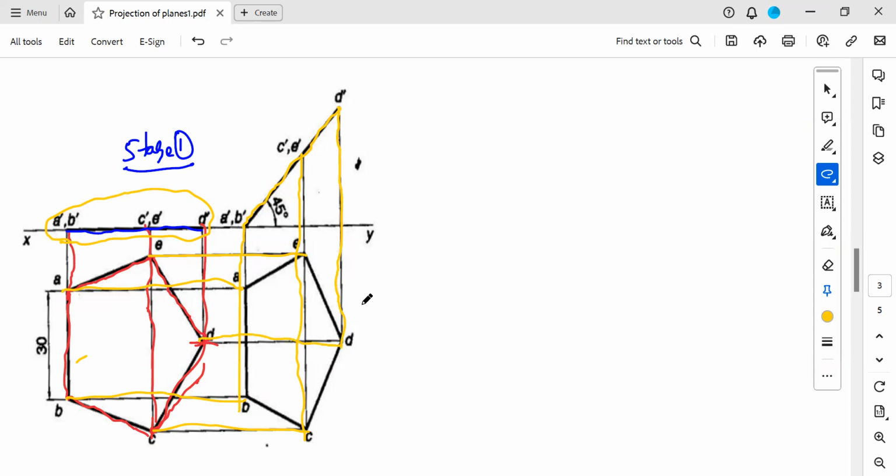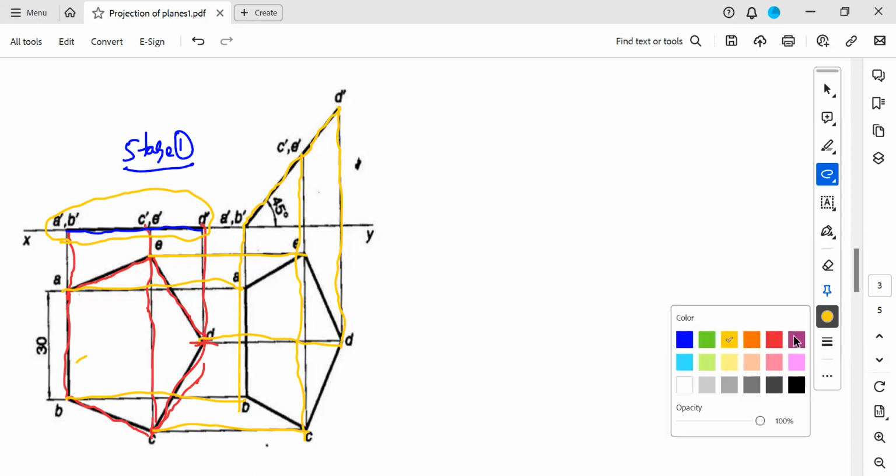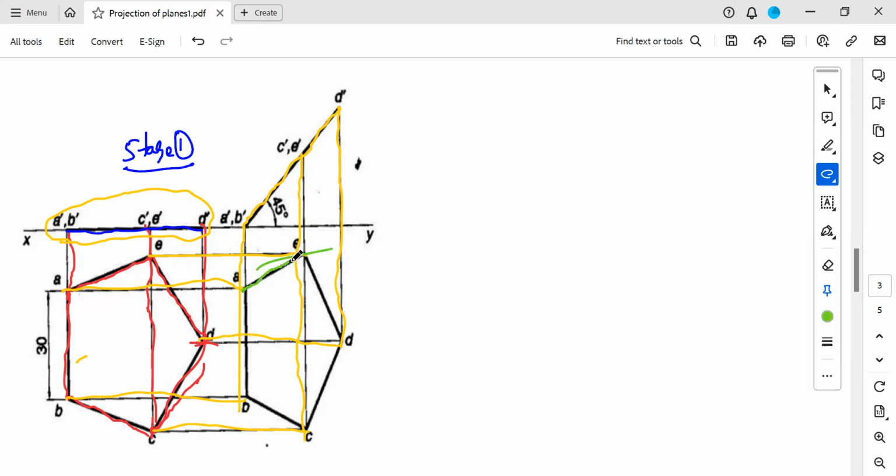So finally, you draw the final front view and final top view. This will be the final top view when the plane makes an angle of 45 degrees to the HP. This is called the final top view, and this is called the final front view.